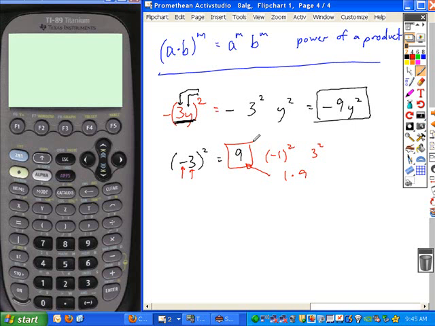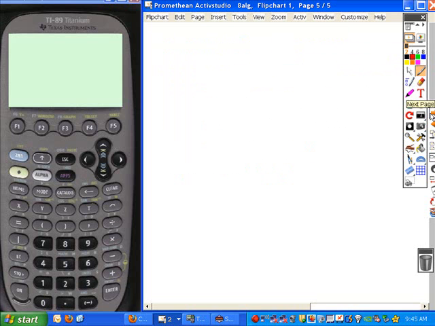All right, so let's take a look at how you would use your calculators for these. It's pretty self-explanatory. I just wanted to make sure you understood, or at least were exposed to, why the rule works or how it works without using the calculator for it.